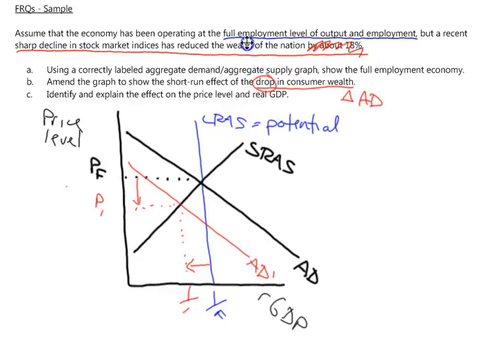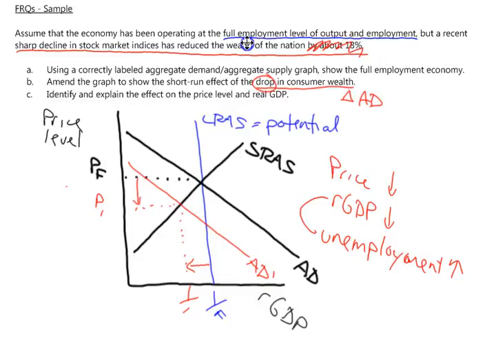So what does that mean in real terms? Prices went down, real GDP decreased, and unemployment, as a result, went up. Key thing to keep in mind with that, remember, unemployment and real GDP are inverse of each other, right?